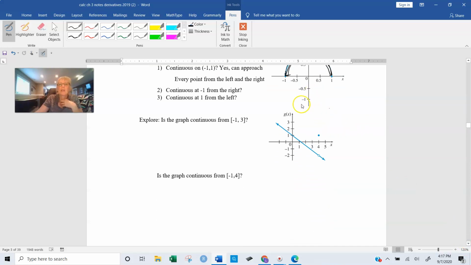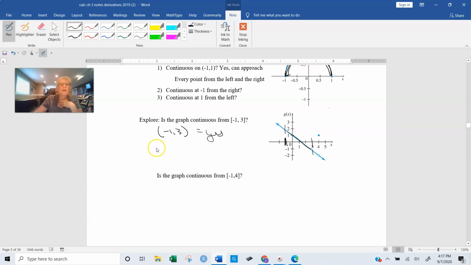I want to know if this is continuous from -1 to 3. Well, from -1 to 3, is the open interval continuous? So from -1 to 3, is there any problems from here to here? The answer is no. This is good. So the answer is yes.